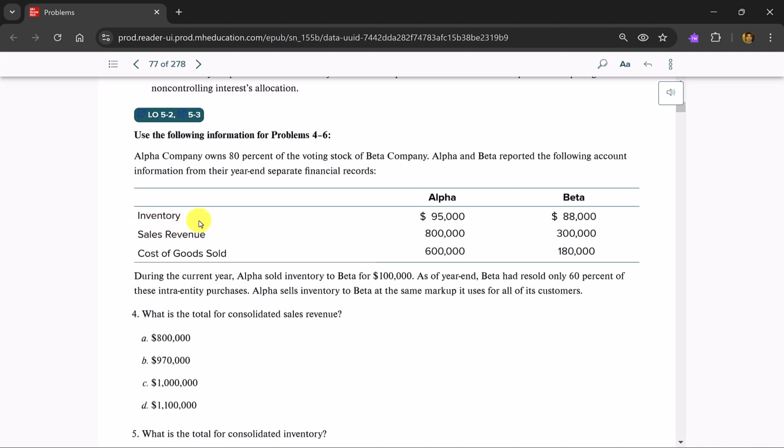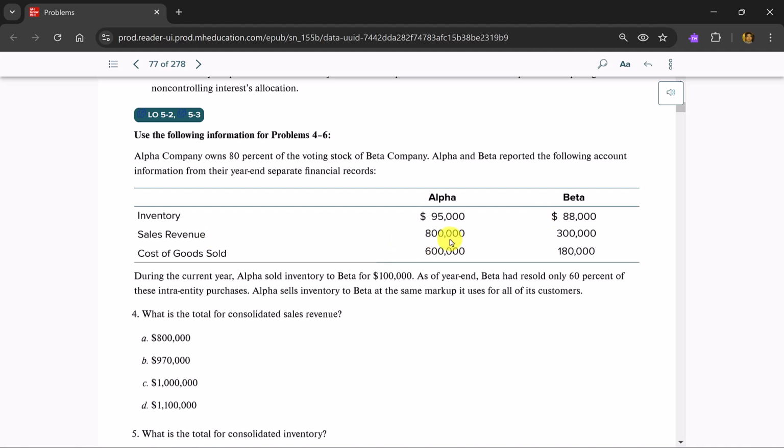This inventory is the ending of the year inventory. So 95 for Alpha. And this is a good number to use in our consolidation because we're assuming that all the merchandise purchased by Alpha during the year came from outside of the consolidated group. But Beta's ending inventory, 88, includes some of the purchases made from Alpha. So that has to be adjusted. Okay, because it's inflated because there's some profit here when Alpha had sold it to Beta.